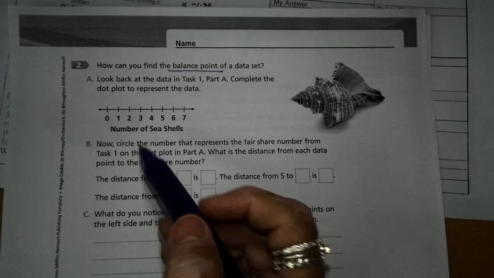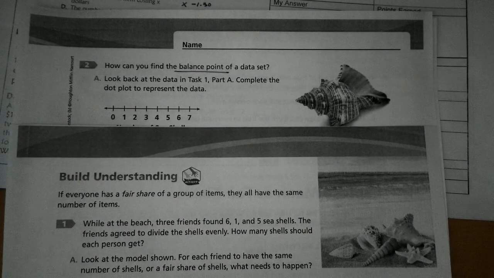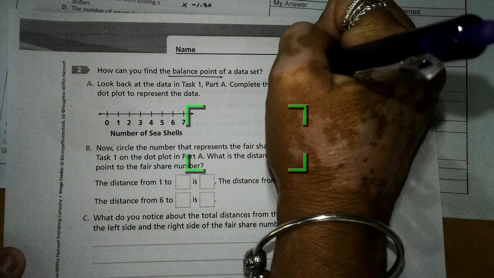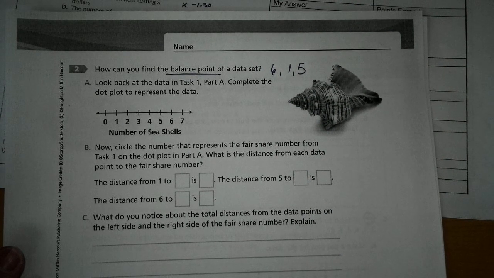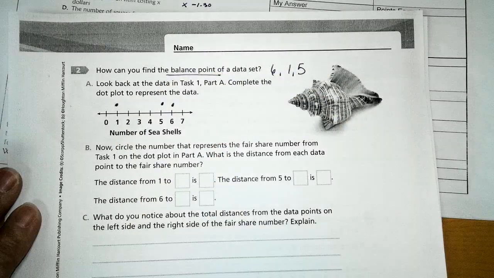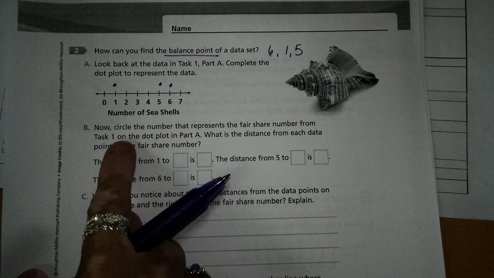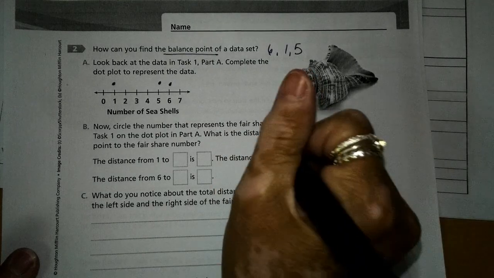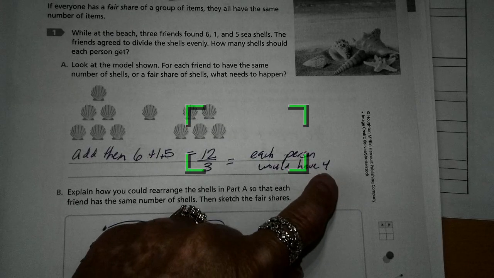All right, so it says look back at the data point in task 1, part A. So task 1, part A was the 6, the 1, and the 5. Complete the dot plot to represent the data. Okay, so 6, 1, and 5. Now it says circle the number that represented the fair share. So if we go back and look, what was my fair share? 4. So I'm going to circle 4.